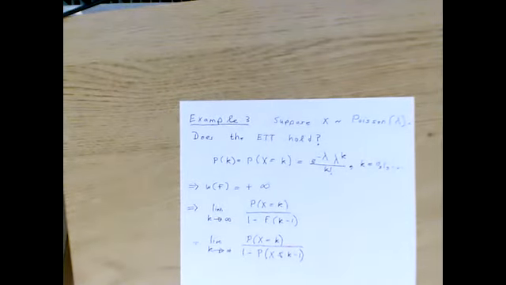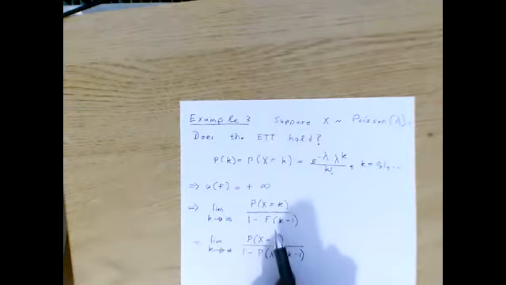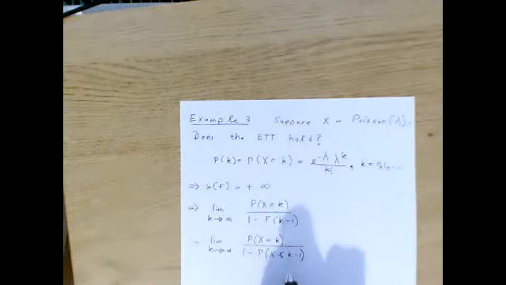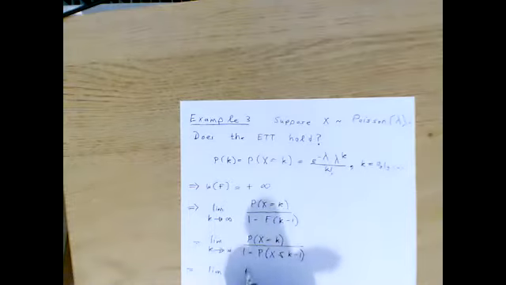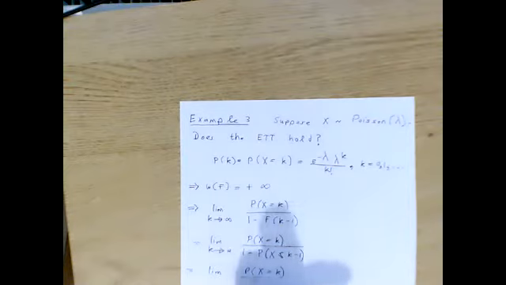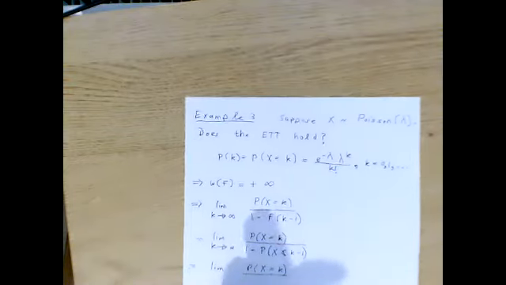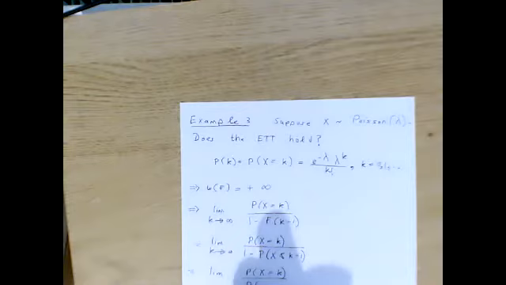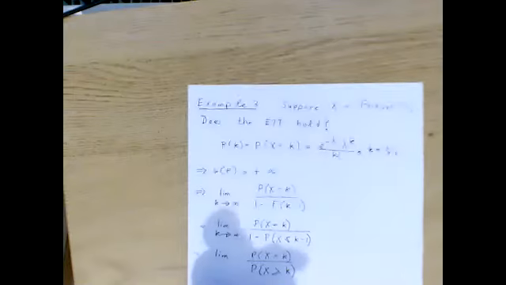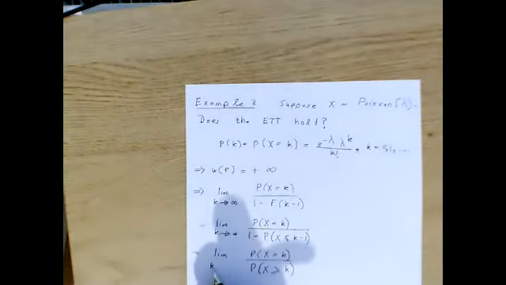All right, because I have written the CDF at k minus 1 as the probability that x is less than or equal to k minus 1. And this you can write as the limit of the probability that x equals k, as k approaches infinity.